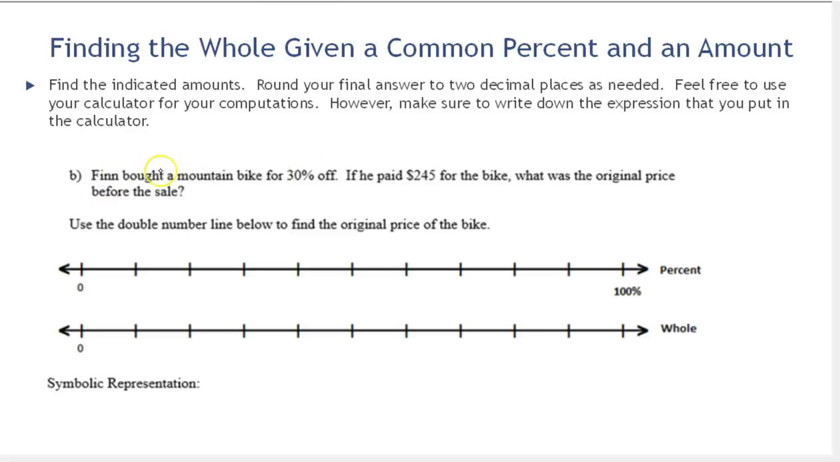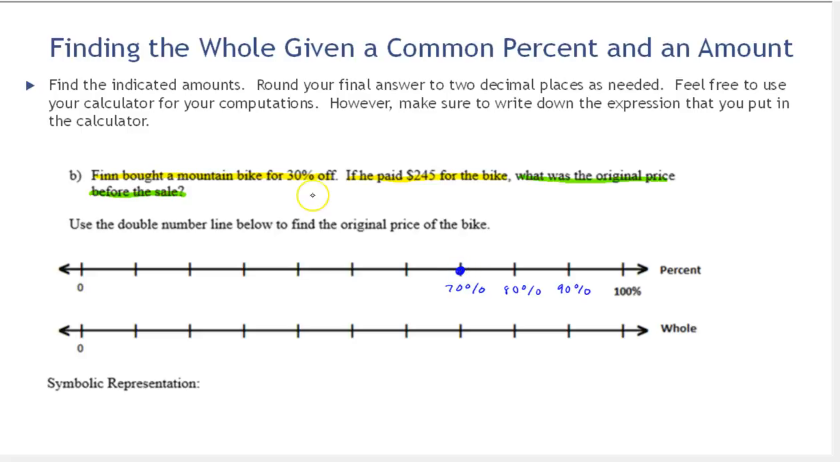Finn bought a mountain bike for 30% off. If he paid $245 for the bike, we're asked to find the original price before the sale. Okay. So looking at our percent number line, we have 100%. We know he paid 30% off. So that's going to be 30% off is subtracting 30% from the 100%. Okay, so this is the amount he paid.